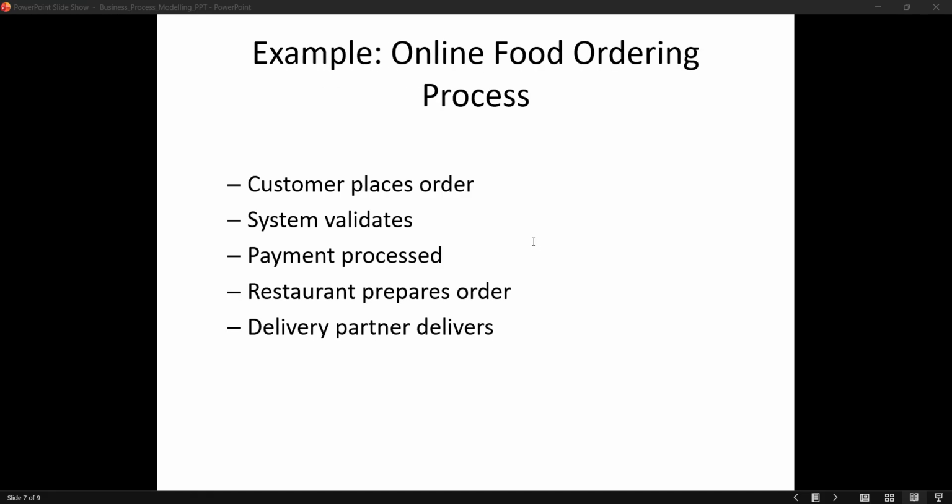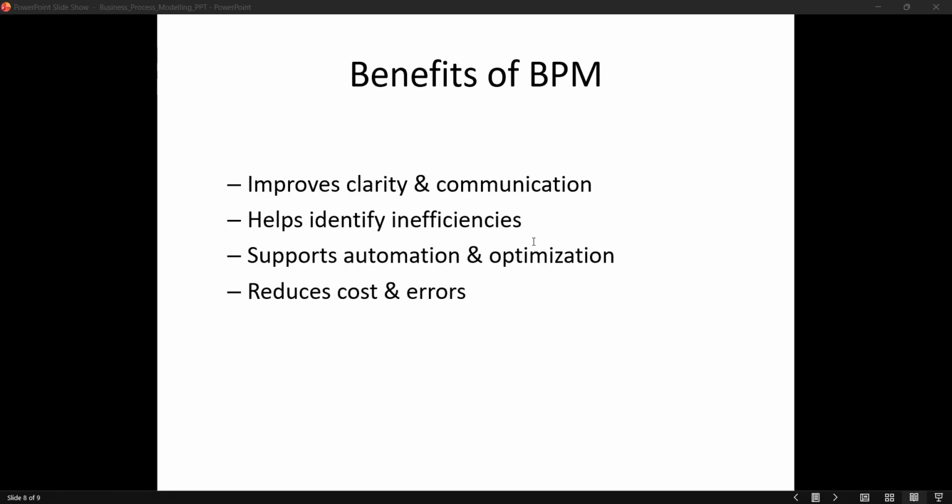Let's see an example. It shows a simple real-world example of a business process. In an online food ordering workflow, the customer places the order, the system validates it, payment is processed, the restaurant prepares the food, and finally, the delivery partner delivers it to the customer. Such examples help stakeholders visualize a full end-to-end process and understand all the steps that are involved.